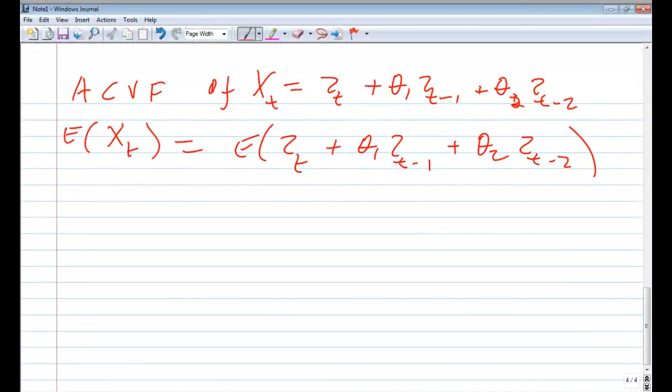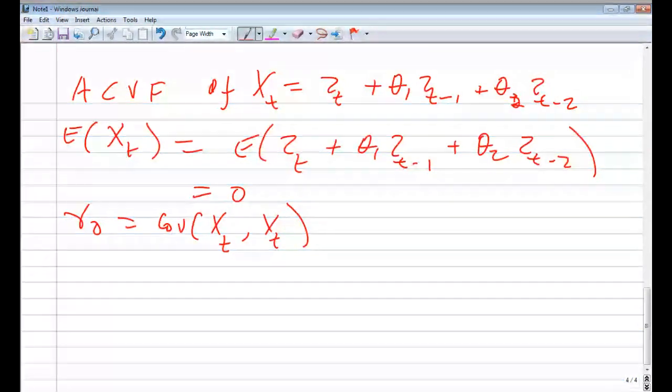The expectation of whatever contains zt is 0. So that is why the expected value of xt is going to be equal to 0. Are we together? Then from there you find gamma 0. Gamma 0 is the variance of xt, or gamma 0 is equal to the covariance of xt and xt. You can use either one. They are going to give you the same answer.